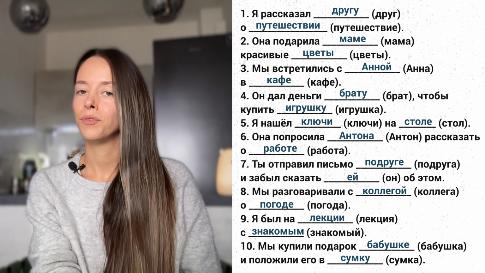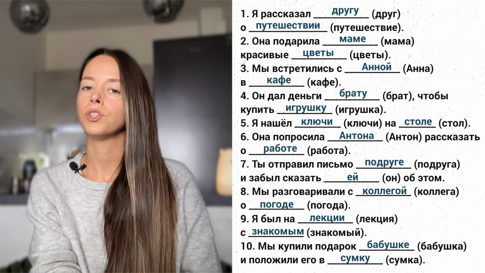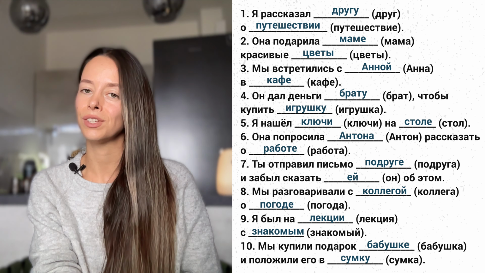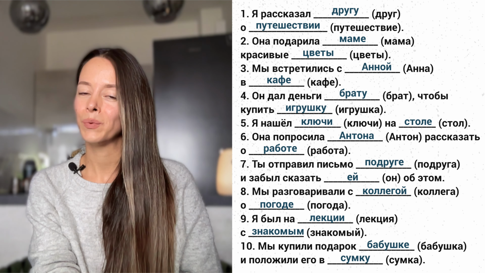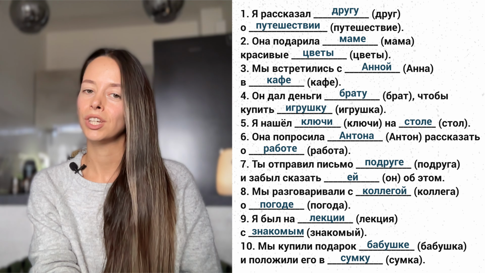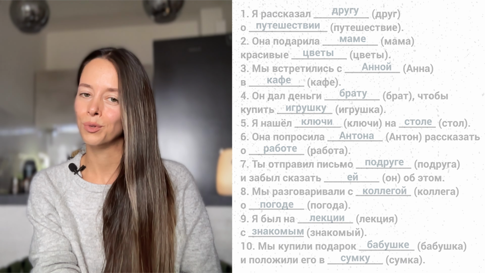Please don't get confused here. We have the preposition в, but we don't use the prepositional case. We use the accusative case instead, because we have used a verb of dynamics. Мы положили его куда? В сумку.